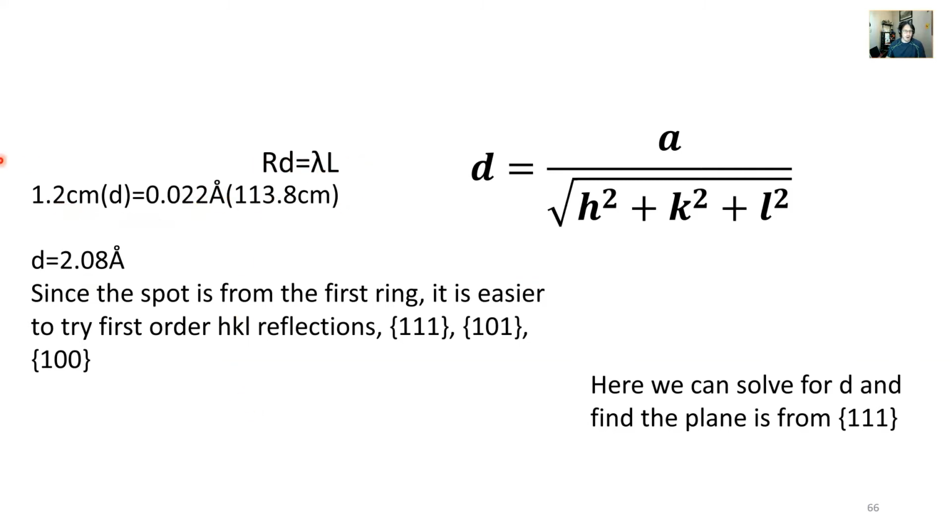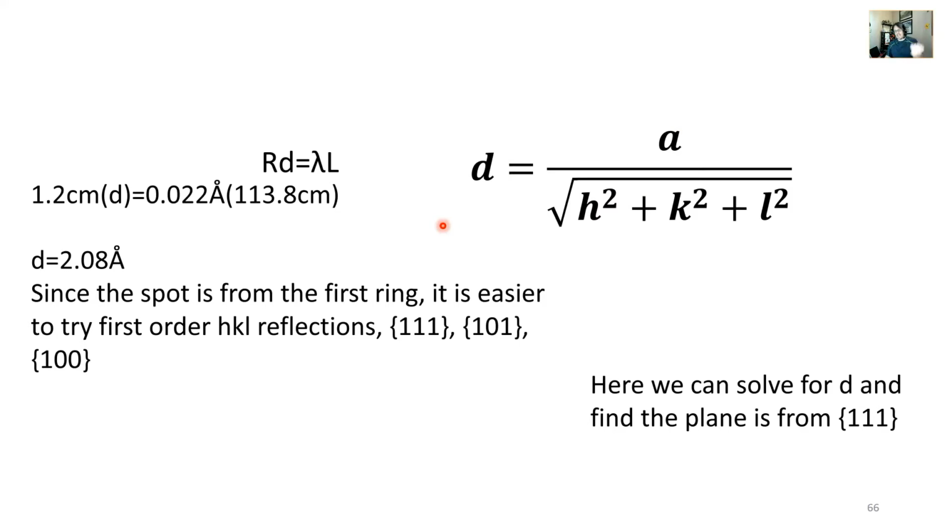We measured R off the diffraction pattern, so it's 1.2 centimeters, and we solved for lambda, which is 0.022 angstroms, and we had our L, which was given to us. So we solved for our D spacing. D equals 2.08 angstroms. The spots on the first ring, as I've said before, are one of these families: 111, 101, or 100. We can plug it into this equation. We're assuming cubic. In fact, we were told it was copper, so we knew the lattice parameter A.